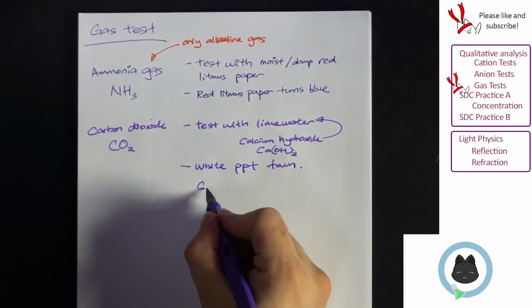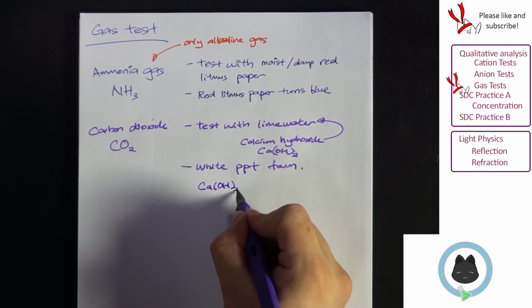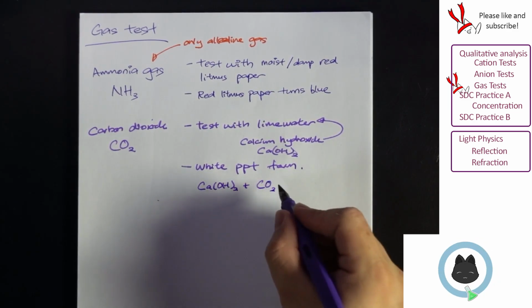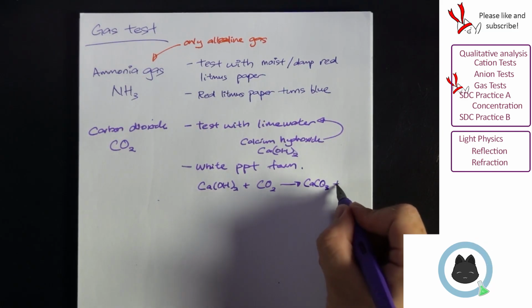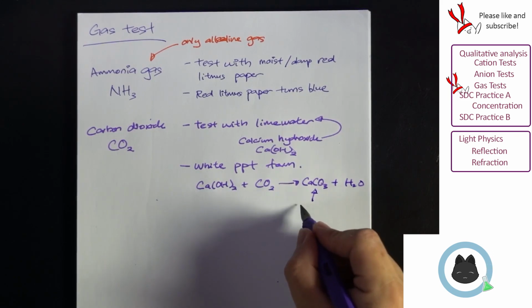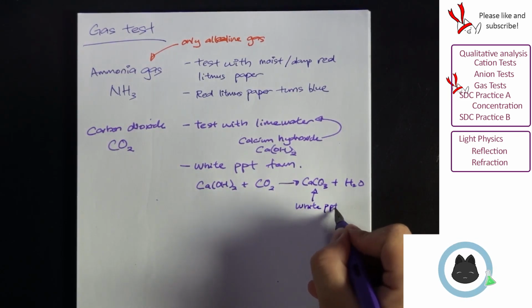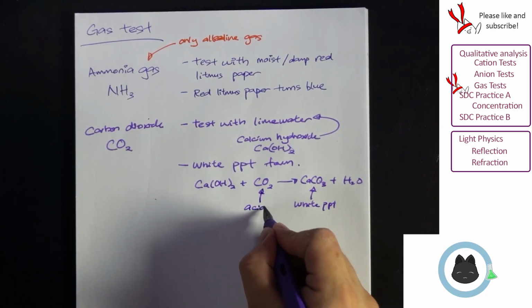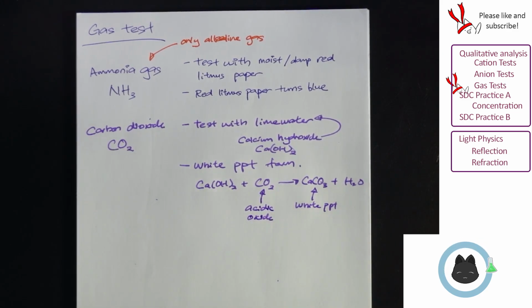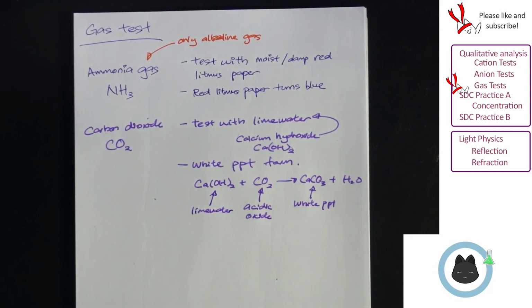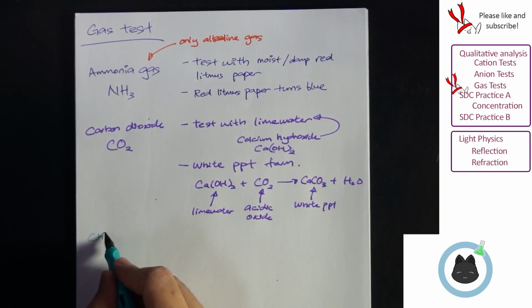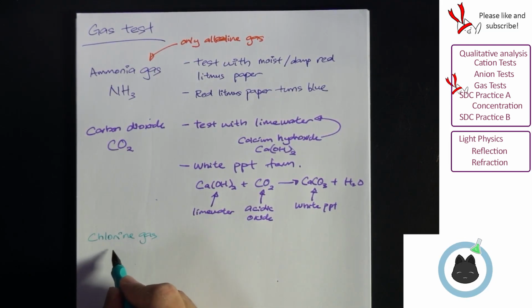In this case, the chemical reaction is lime water reacting with carbon dioxide. It forms calcium carbonate, plus H2O. This is the white PPT. The carbon dioxide is an acidic oxide, and this is your lime water. Followed by that, we have our chlorine gas, Cl2.